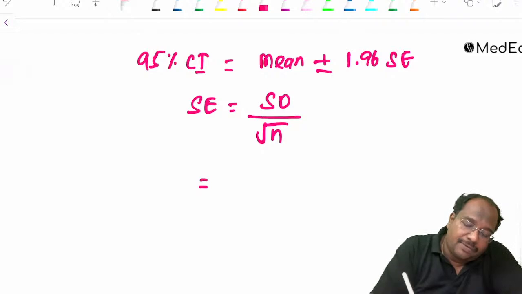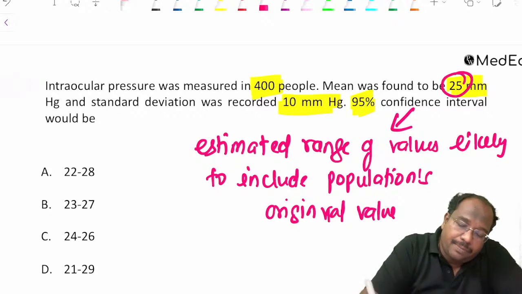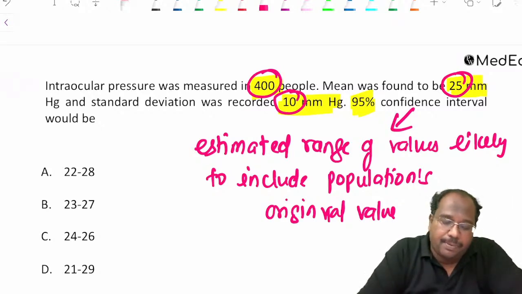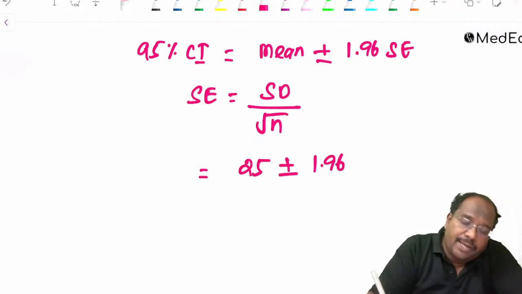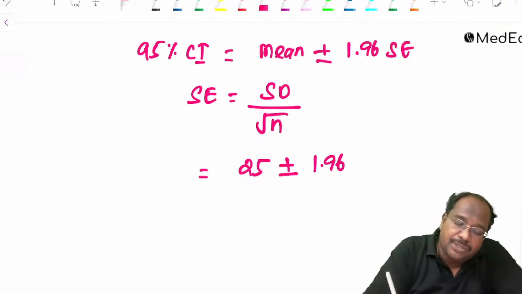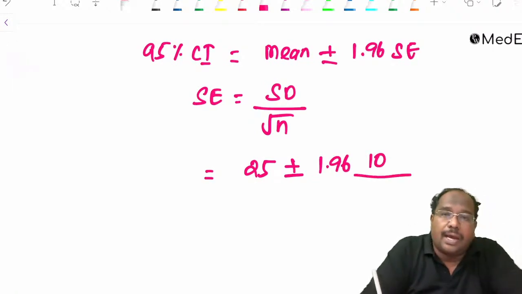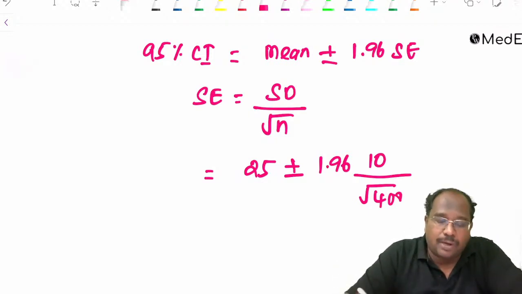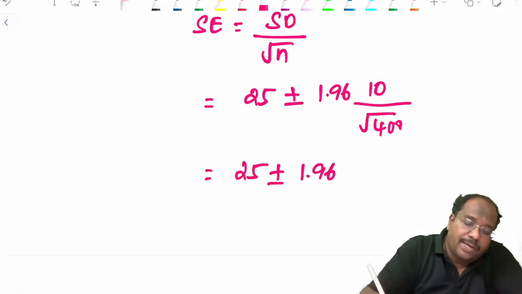Now we will start with the mean. What is the mean? They have given it as 25 millimeters, standard deviation of 10, and n is 400. So we will calculate here. The mean is 25 plus or minus 1.96. What is the standard error? Standard deviation by square root of n. Standard deviation is 10, and n is 400, the number of people you did the study on. So look here, that is 25 plus or minus 1.96.